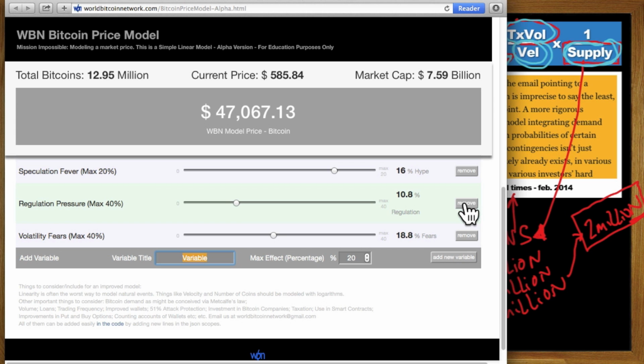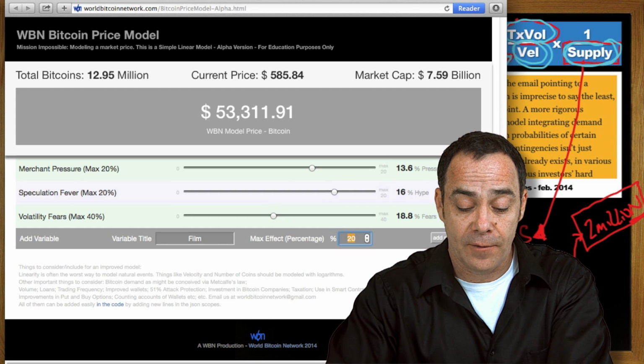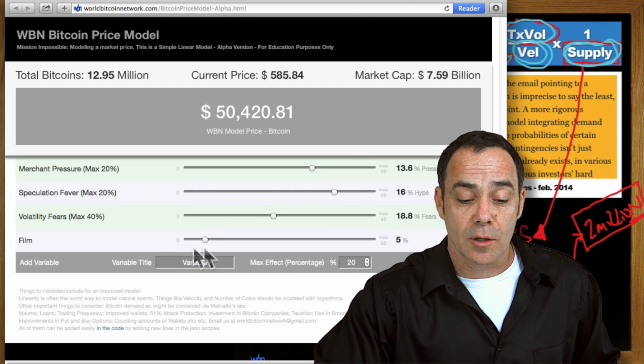Again, you can remove regulation pressure. You think there'll never be any regulation at all. And you could start putting in your own variables. The effect of film on Bitcoin or media, right? And you think that the maximum effect it could have on the price would be 50%, a real powerful effect of media. And you could add that variable. You can start sliding that around.